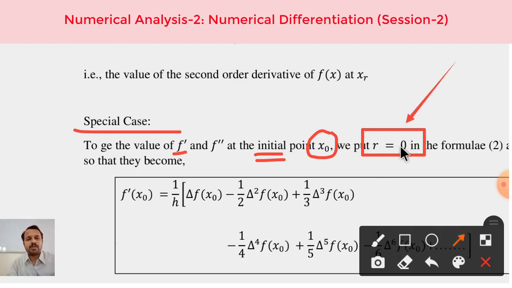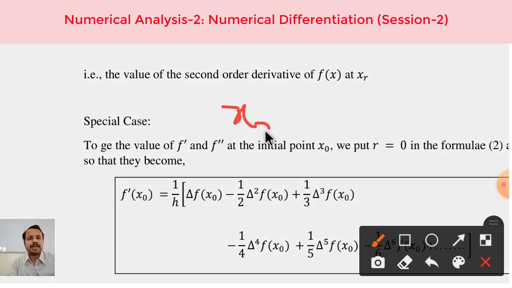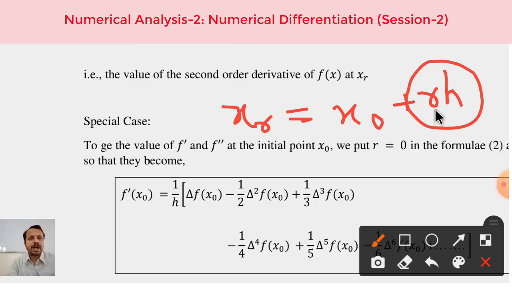If we put r equals to 0, we can get x0 because the earlier formulae were for xr. So xr is equal to x0 plus rh. So if we want the derivative at x0 itself, then we don't want this portion. So therefore r must be taken as 0. So if we take r equal to 0, this goes off and xr becomes x0. That is nothing but we get the derivative of f at the point x0, which is the initial point in the table. So this formula is very simple.